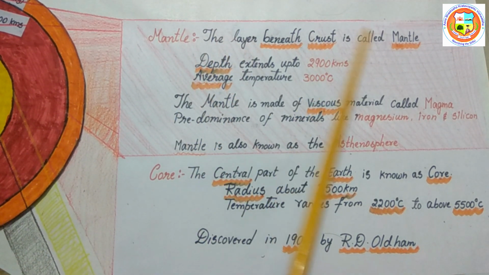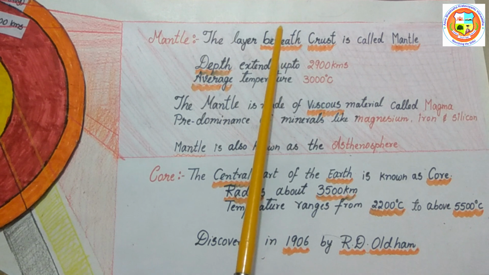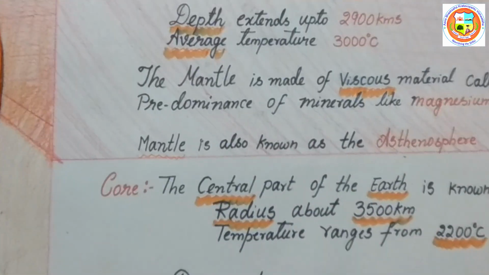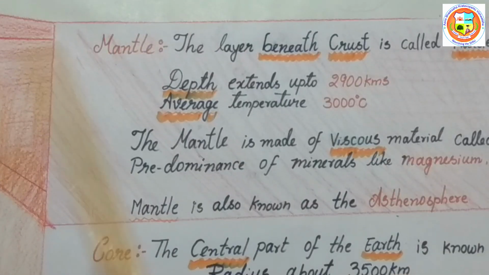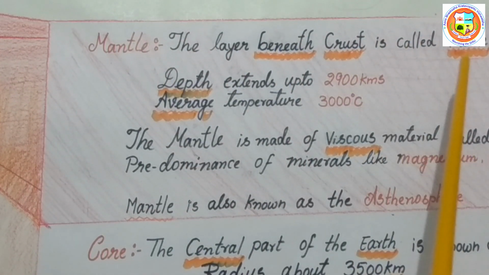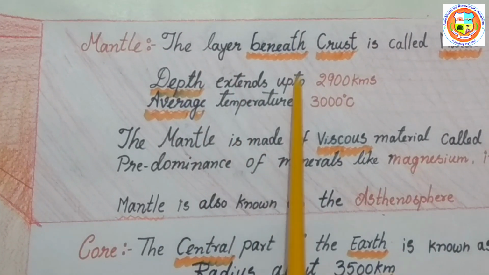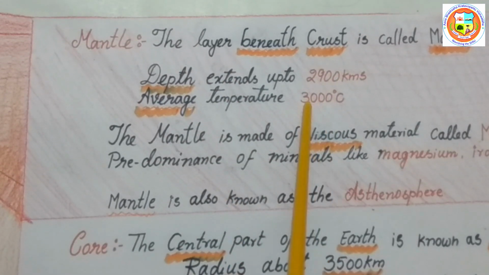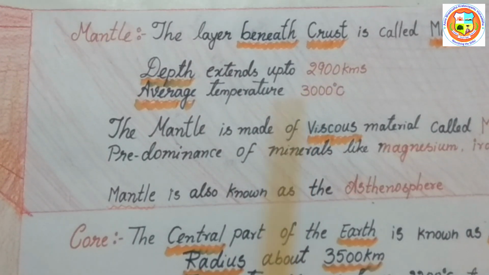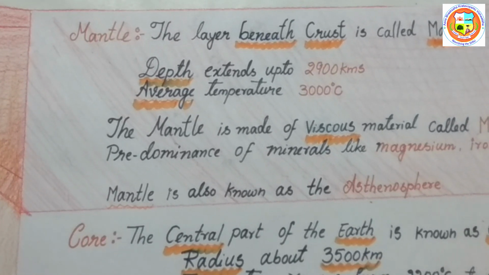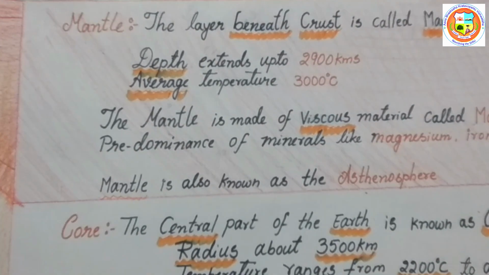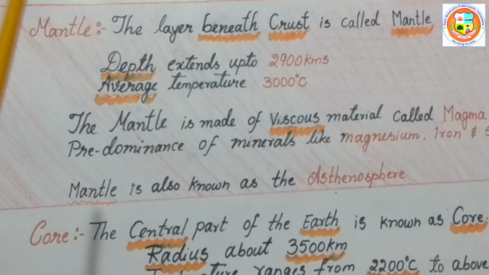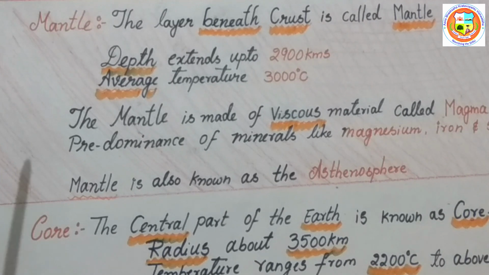The layer beneath the crust is called the mantle. Its depth extends up to 2900 kilometers, and the average temperature is 3000 degrees Celsius. The mantle is made up of viscous material, as the temperature and also the pressure are high in the mantle.